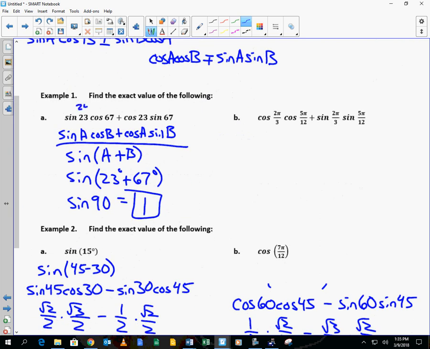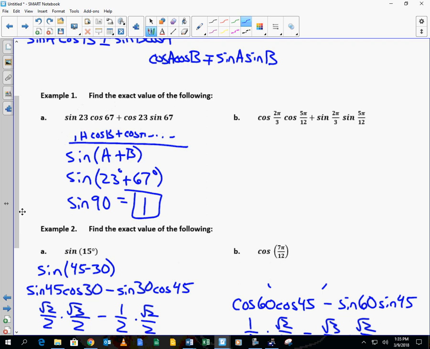Suppose it could be 24 and 66. Yes, exactly. So suppose this was 22 and 68, then it would not have worked. Would not work.